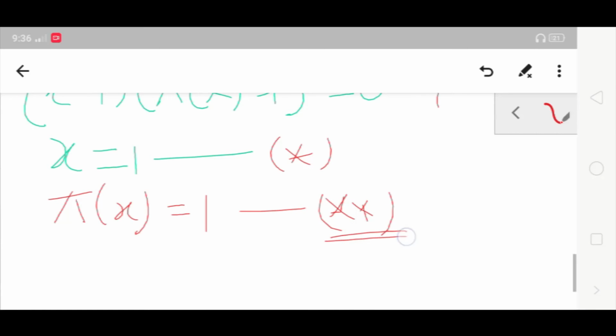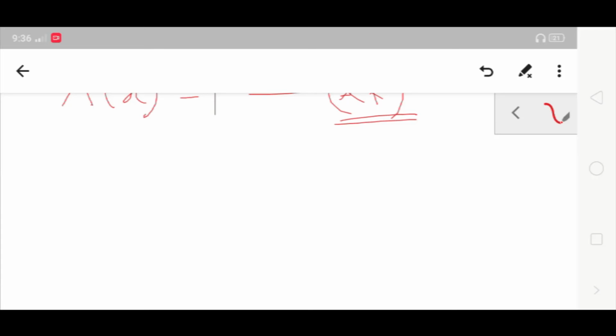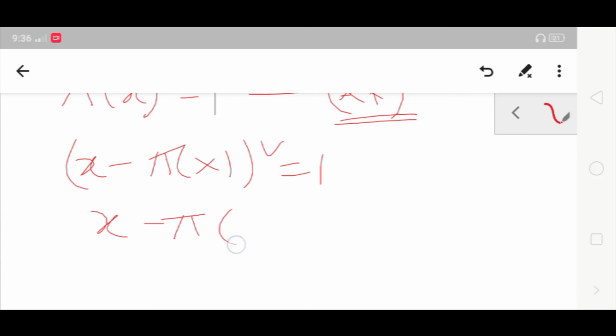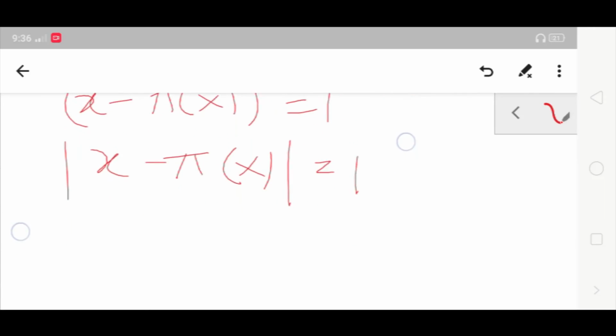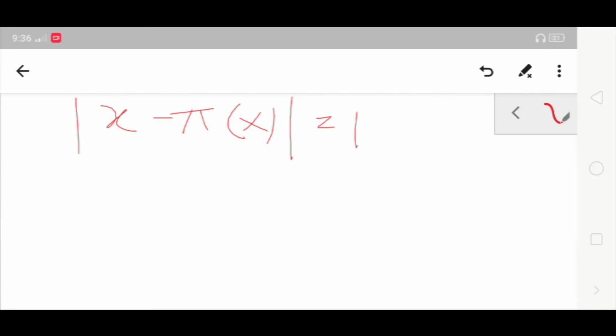So let me mark this case as double star. Recall that we get that (x minus pi x) whole squared equals 1, as we want to find equality cases. That is why we get that the modulus of this value is actually equal to 1. Now this is the time for case bashing.